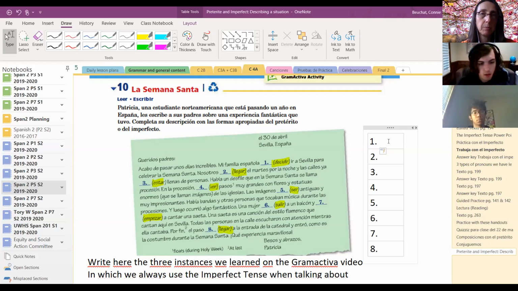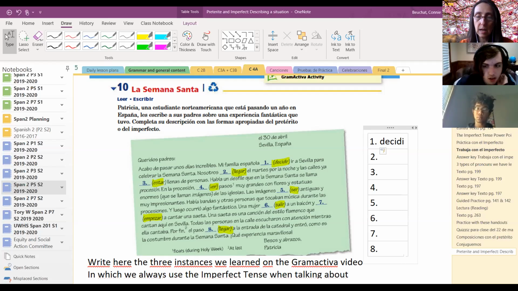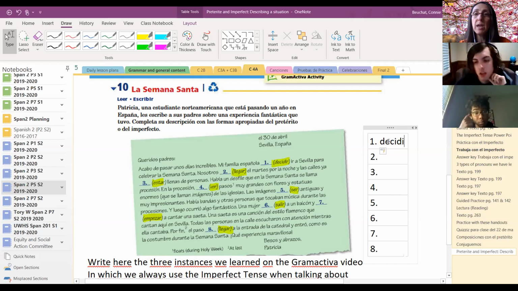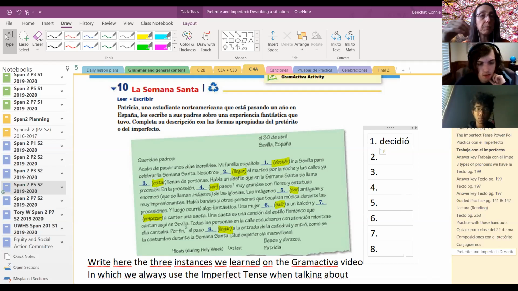Let's see here. I'm going to read, and when I get to the blank, Sam will tell me number 1 through 4, okay? So, queridos padres, acabo de pasar unos días increíbles. Mi familia española, decidieron. Ya, muy bien, and I'm going to say decidió because even though familia is a group of people, we are going to treat it as a singular noun, yeah? Okay, so it's mi familia. So it's a singular noun. Yeah? Okay. Good job.